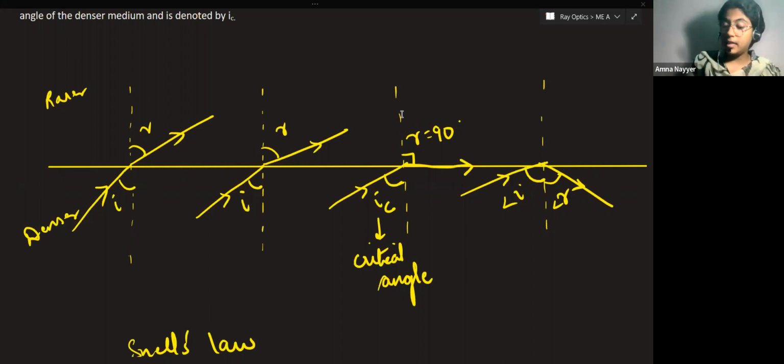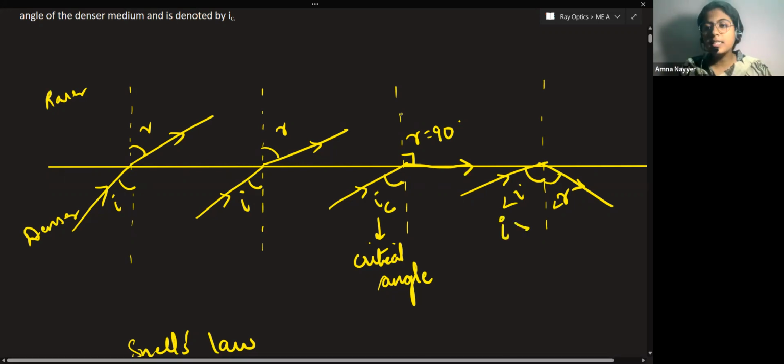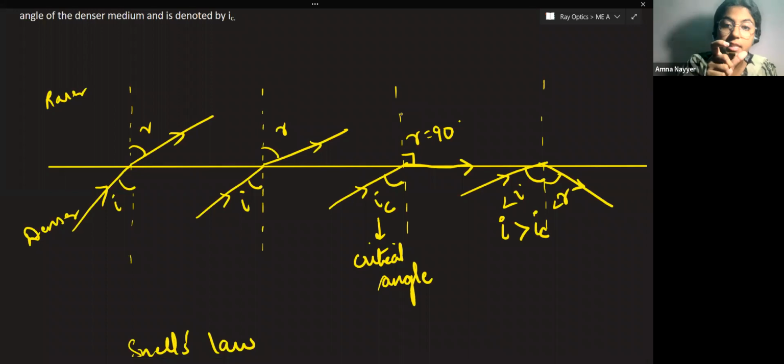Secondly, this angle is greater than what? This angle was greater than this angle, and this is the critical angle. So this angle is greater than the critical angle. Once this critical angle was exceeded, then only total internal reflection could occur. So for TIR to occur at any place, you have to have two conditions: light should travel from denser to rarer medium, and the angle of incidence should be greater than the critical angle.